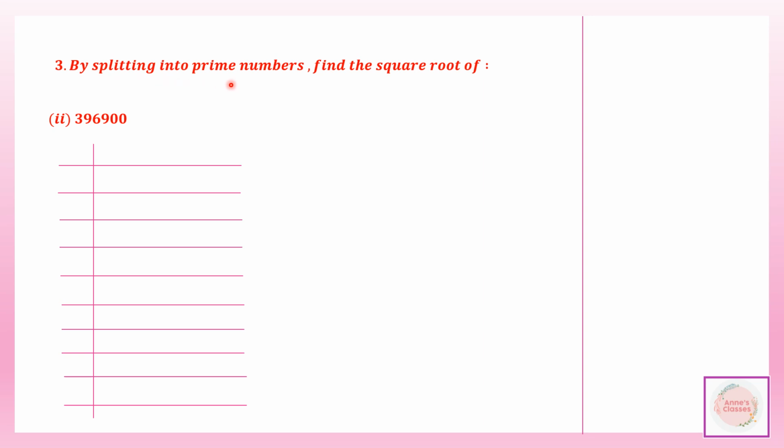Question 3. By splitting into prime numbers, find the square root of 3,96,900. This is the second question. So let's write this down. 3,96,900. Let's begin with 5 itself. Let's take 39. 5 sevens are 35. There's 4 left. 46. So here we have 5 nines are 45. There's 1 left. 19. 5 threes are 15. Then there's 4, 5 eights are 40 and then we have a 0.